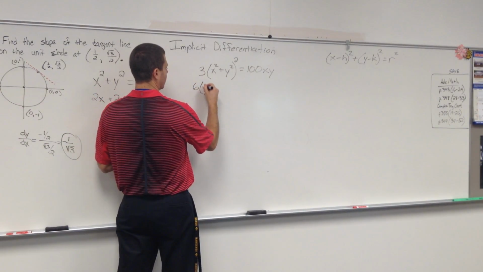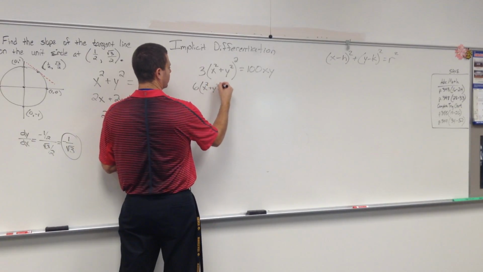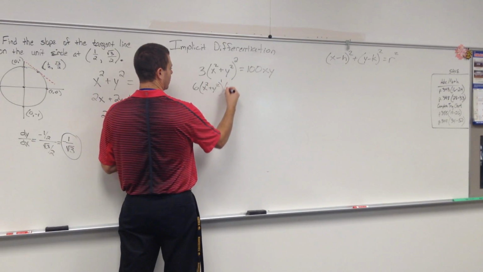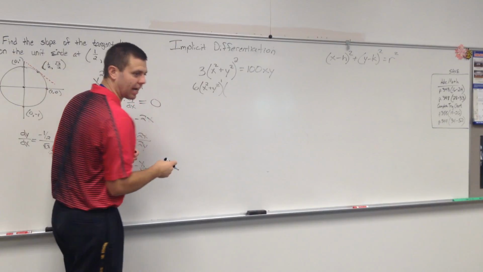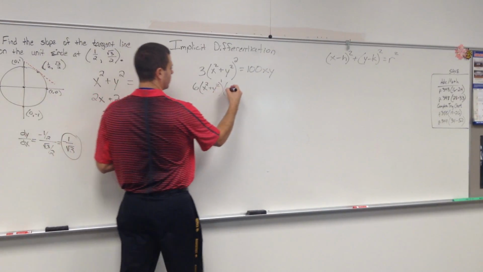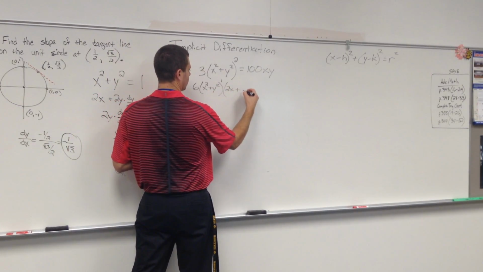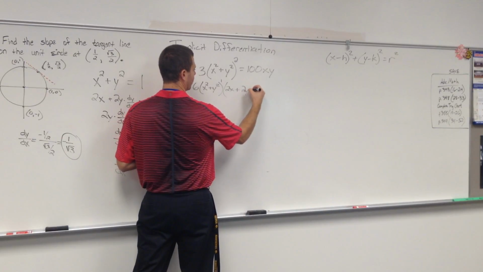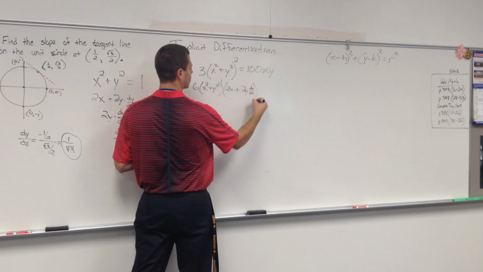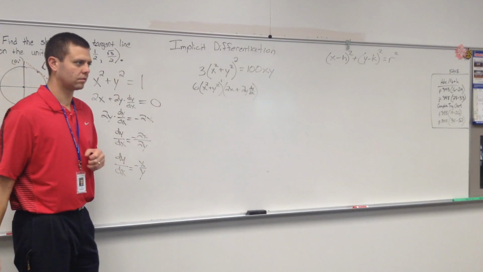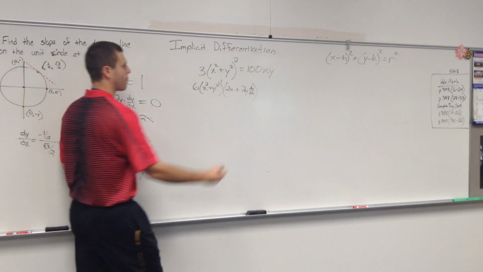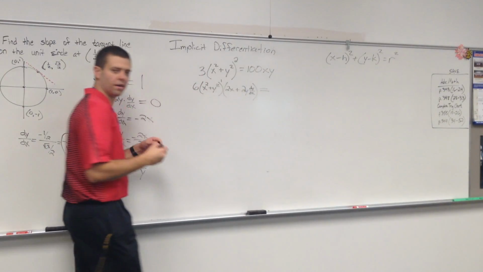6 times x squared plus y squared to the first times the derivative of what's inside, which is 2x plus 2y times dy dx. I did the derivative of the left side.